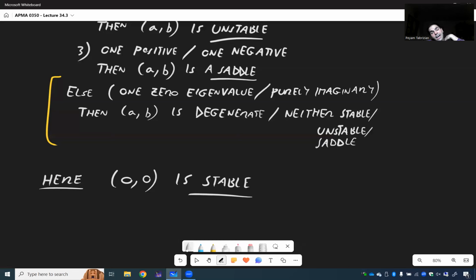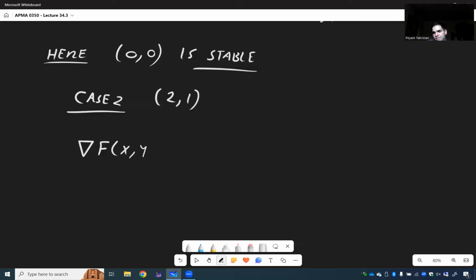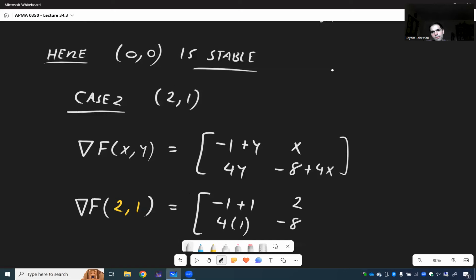And let me do the second equilibrium point now. And then I will explain why all this works and what a saddle is and why we consider also complex things. So case 2, I believe the equilibrium point was (2, 1). Once again, I would like to remind you our derivative at (x, y), I believe it was -1 plus y, x, 4y, and -8 plus 4x. So now let's do the gradient at (2, 1). So that is -1 plus 1, and then 2, 4 times 1, and -8 plus 4 times 2.